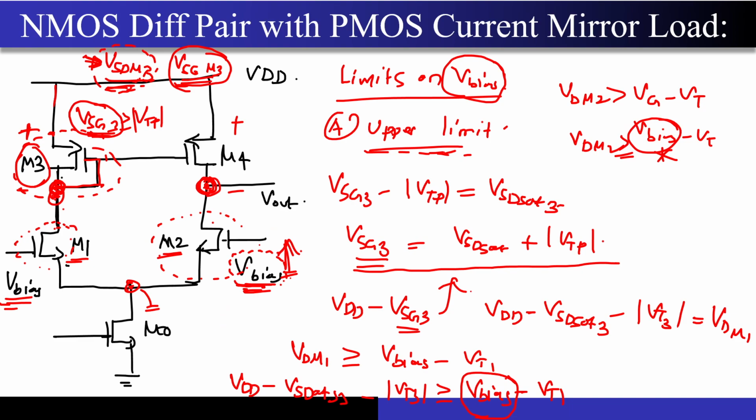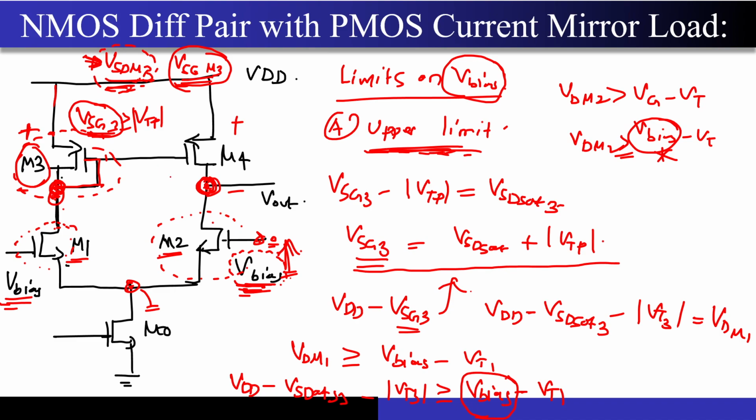I cannot apply a VDD voltage over here, and I cannot apply a zero voltage at this input. I have to have a fixed range, and this range will be determined by the MOSFETs going into the triode. If I make sure that all my MOSFETs remain in saturation, then that is the range where I can apply my input. So now what we did is try to find the upper bound on this V bias.